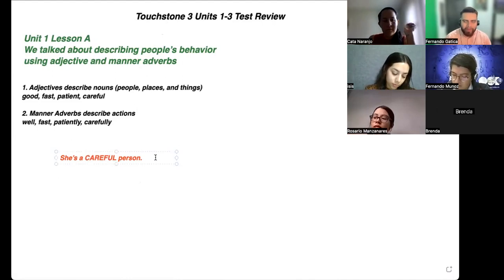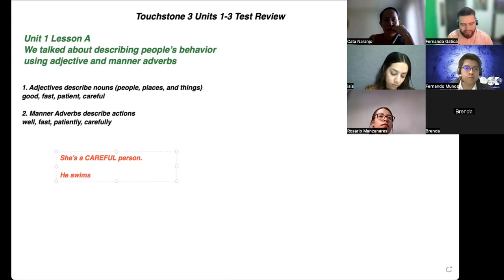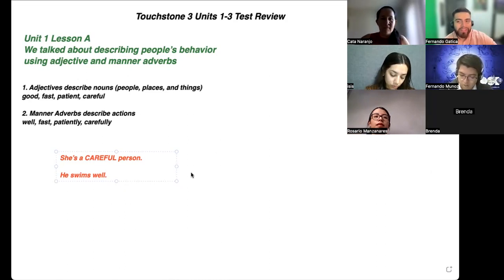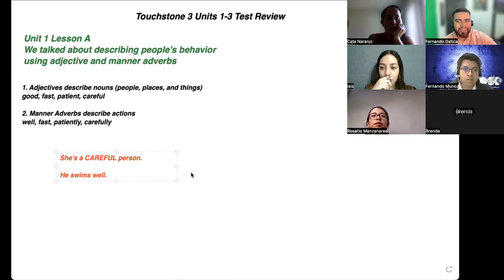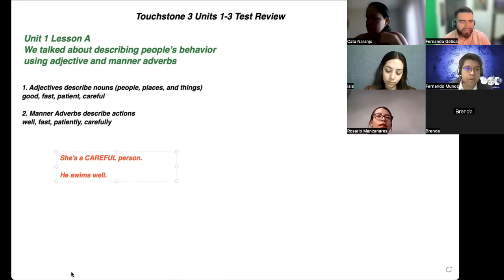Now, what if I say, él nada bien? He swims well. Exactly. Is it correct to say he swims good? No. What about ella cocina bien? She cooks well. Very good. And mi papá cocina bien? My father cooks well. My dad cooks well. Exactly. Good, good, good.